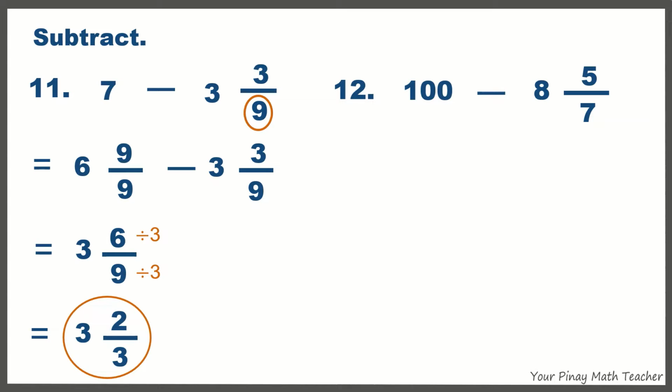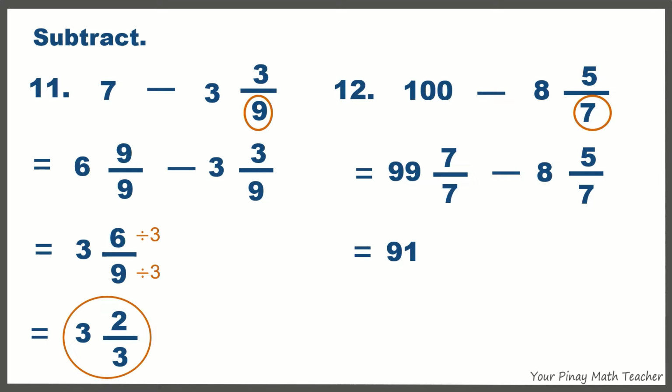Number 12. 100 minus 8 and 5/7. Our denominator 7 implies that 1 whole out of 100 is divided into 7 equal parts. So 100 is renamed as 99 and 7/7 minus 8 and 5/7. 99 minus 8, 91. 7/7 minus 5/7, 2/7. So the final answer is 91 and 2/7.